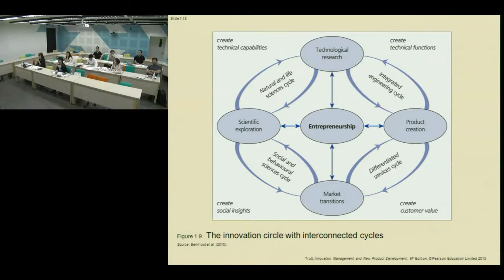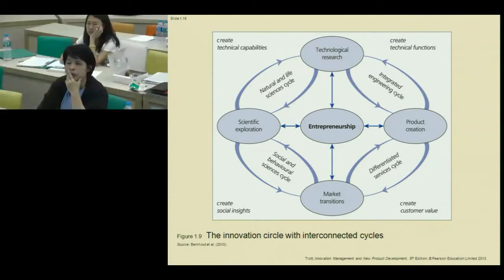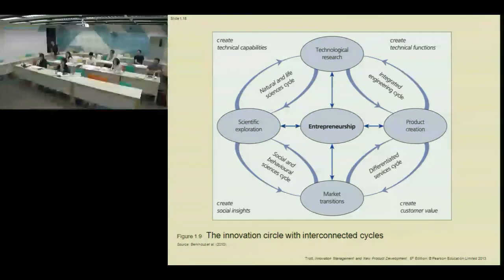From the market transition to the scientific exploration, there is a change of social behavior. For example, back in 2000, with the Nokia phone, you could just talk and text. Okay? Social and behavioral sciences. With an iPhone, you can post your new Facebook update every other second. You mean the scientific exploration is the improvement?